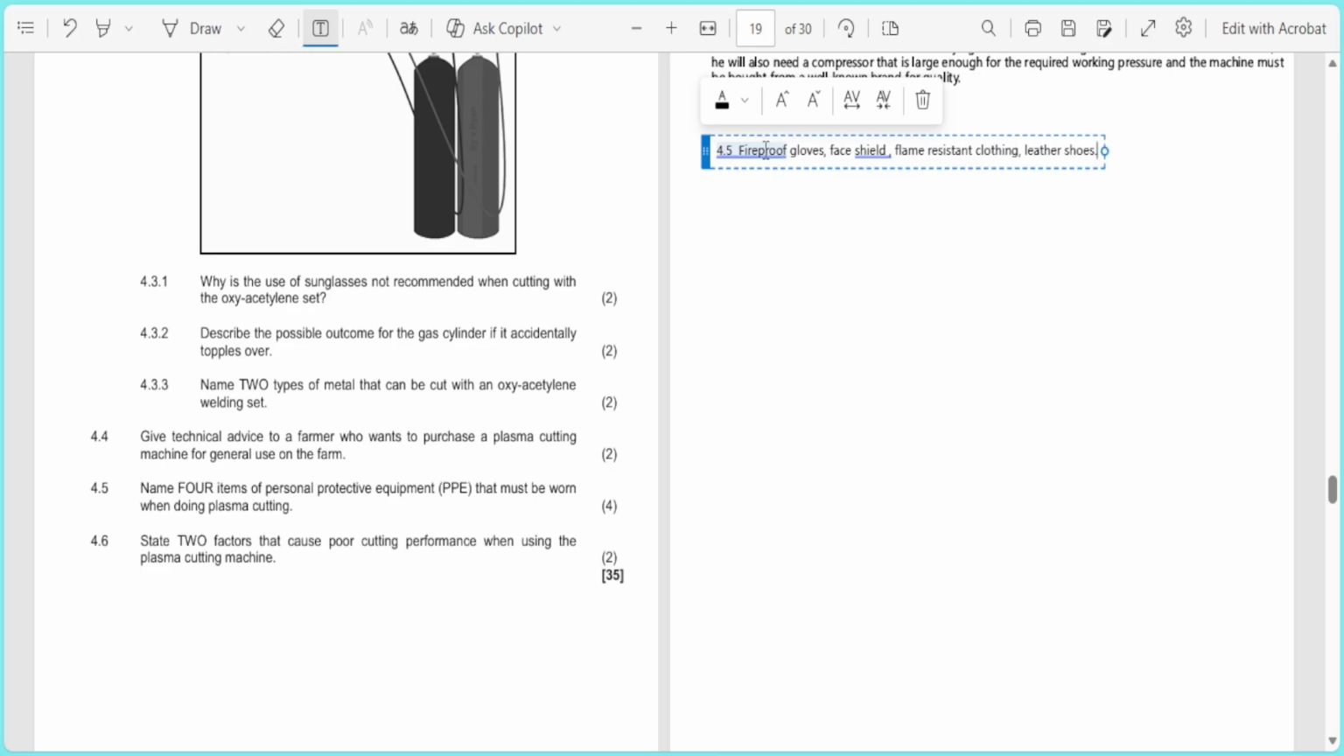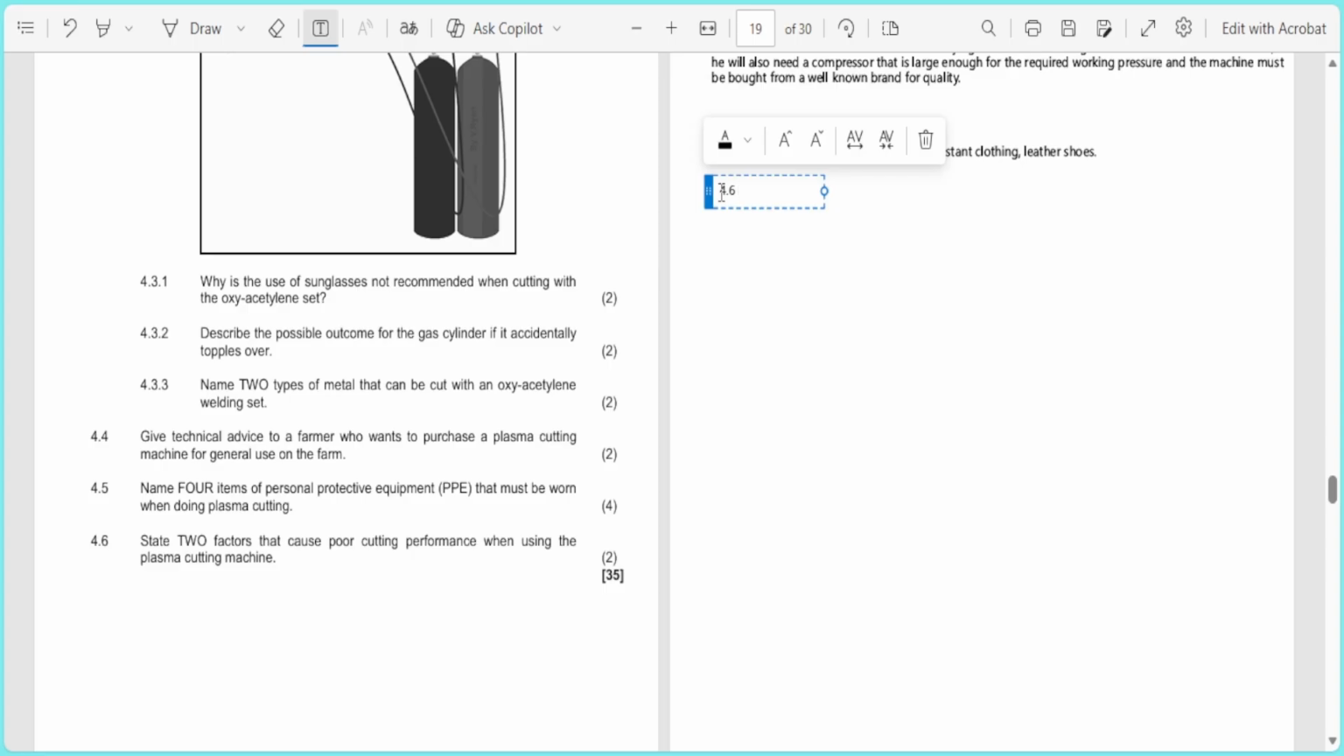These are just some more measures that you can take into consideration when doing plasma cutting.